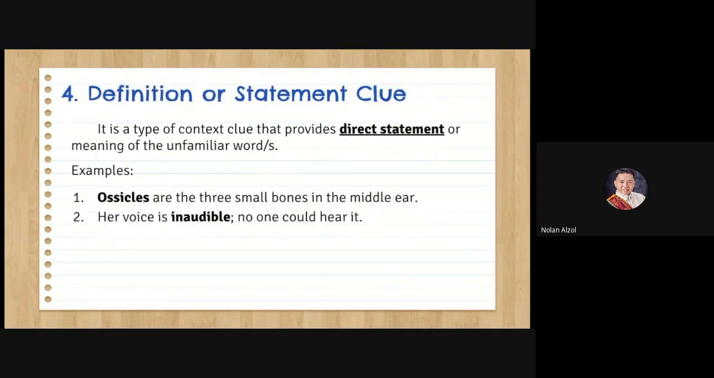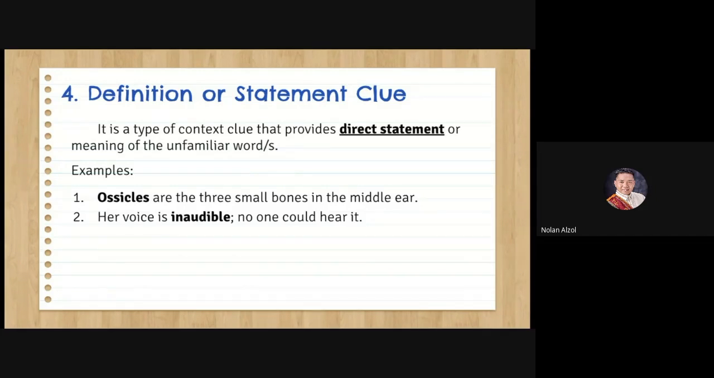The fourth type of context clue is definition or statement clue. In this type of context clue, it provides a direct statement or meaning of the unfamiliar words. For example, ossicles are the three small bones in the middle ear. In this sentence, the word ossicles was clearly and explicitly defined as the three small bones in the middle ear.